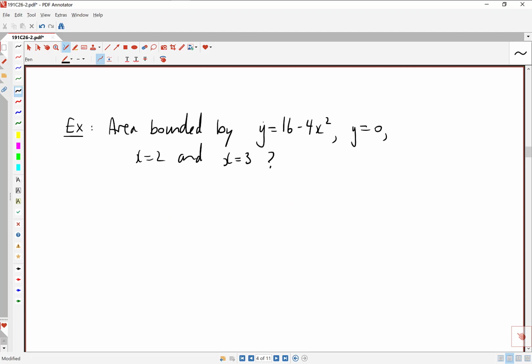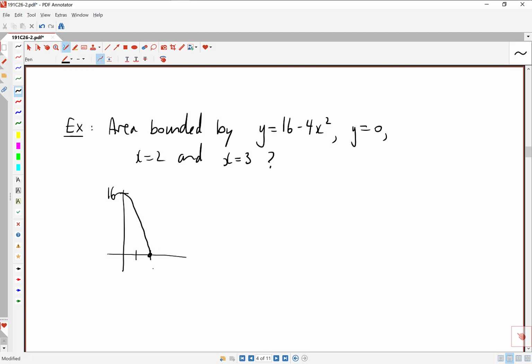Now let's find the area bounded by a parabola, y equals 0, x equal 2, and x equal 3. So again, let's draw just at least a quick sketch. So this is the same parabola that we saw in one of our earlier problems here. Its x-intercept is going to be at x equal 2. Y-intercept at y equals 16. So our parabola is doing something like this.